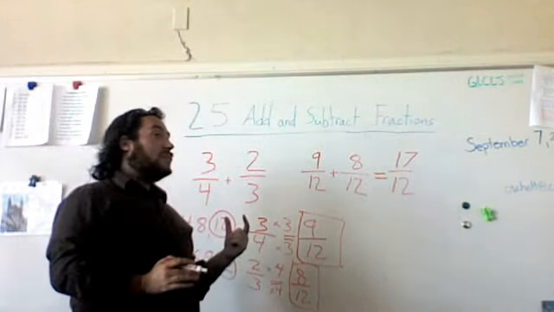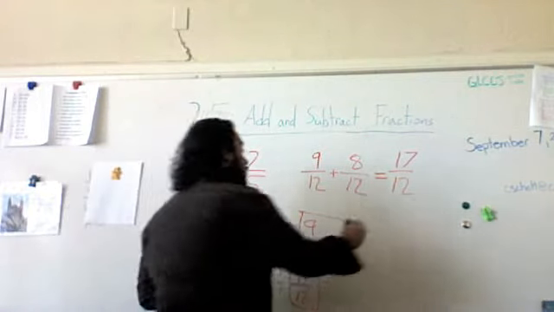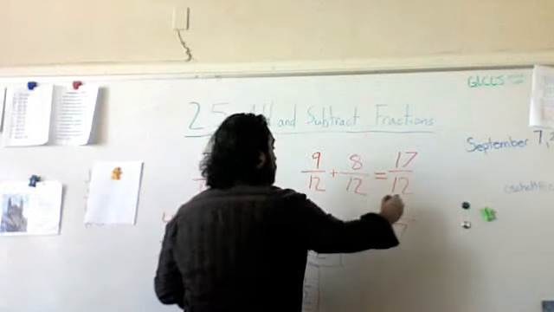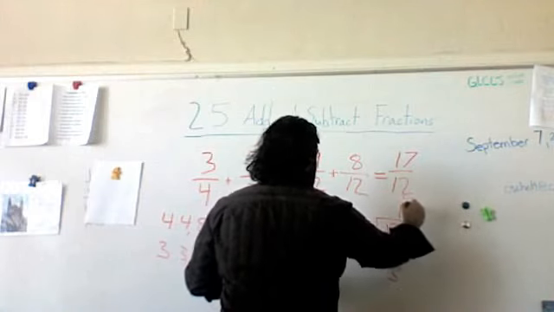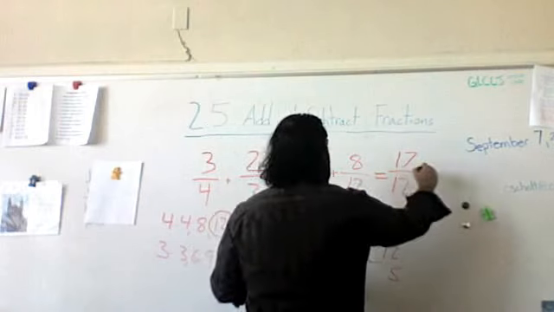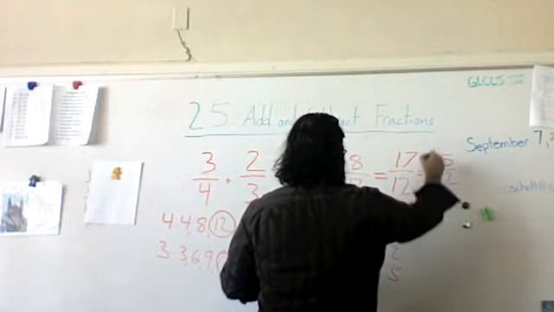Again, we're not completely done yet because we're going to want to turn this into a mixed number. 17 divided by 12, 12 goes in one time, with 5 left over, so that becomes 5/12. So our answer here is 1 and 5/12.